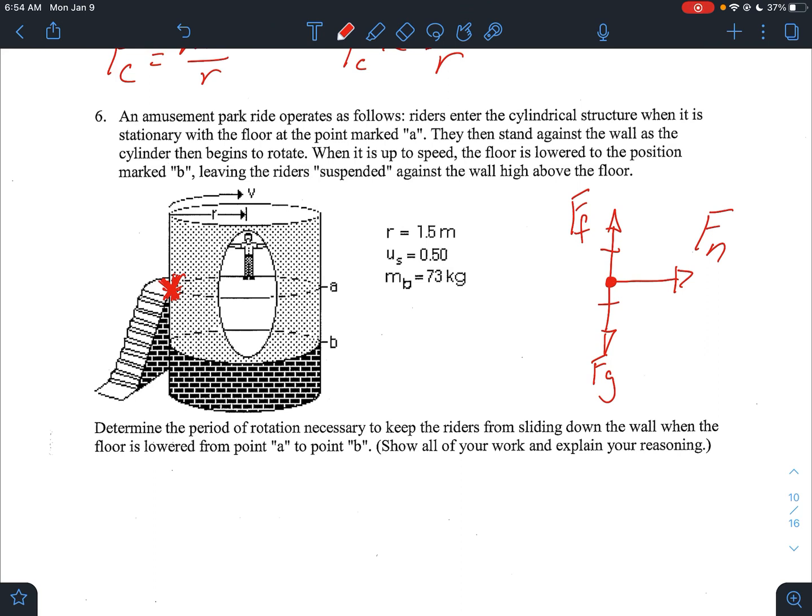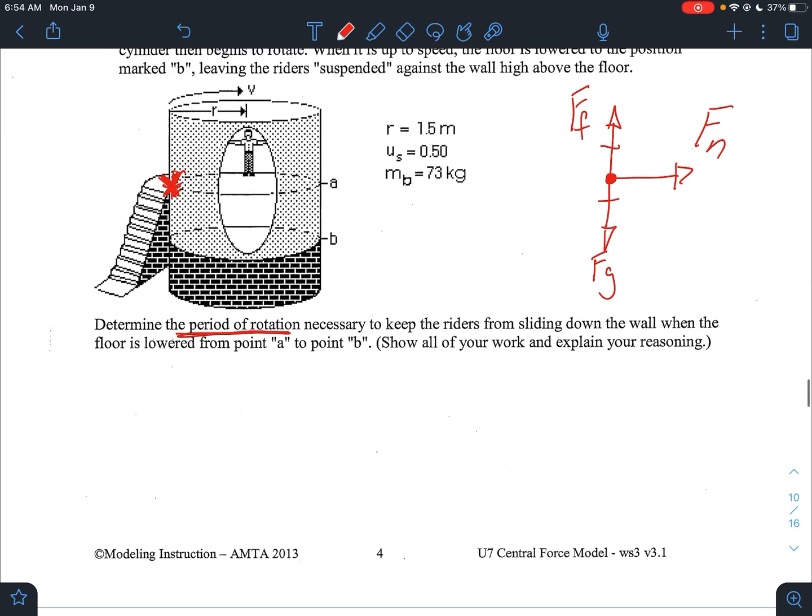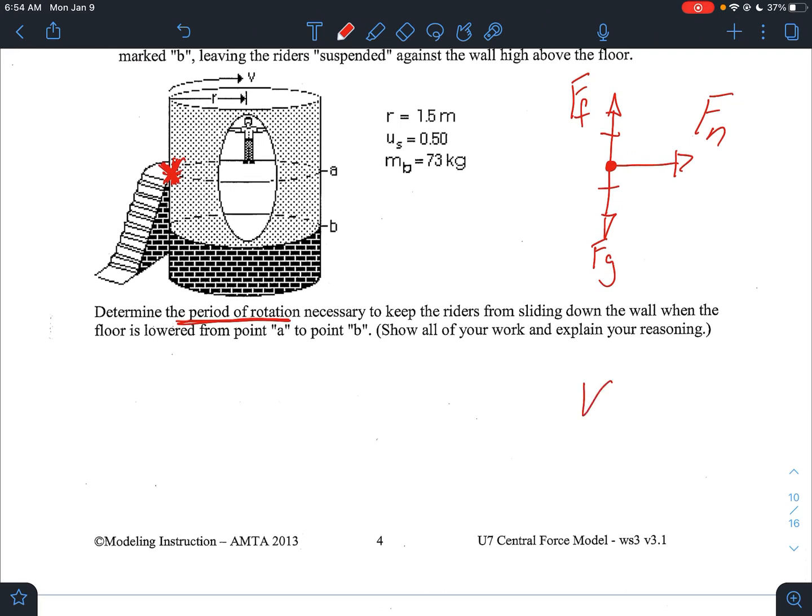We're asked to find the period of rotation. Period of rotation is just the time needed to go one revolution. And that's going to be hidden in our velocity. So we're solving for velocity, where the distance traveled is circular. So it's the circumference of the circle, 2 pi r, over a capital T, because that's the symbol for period. So that's going to be my overall goal, to solve for this T.